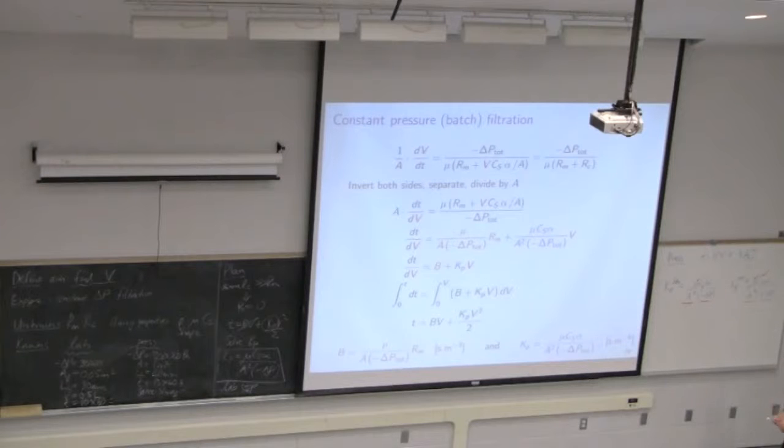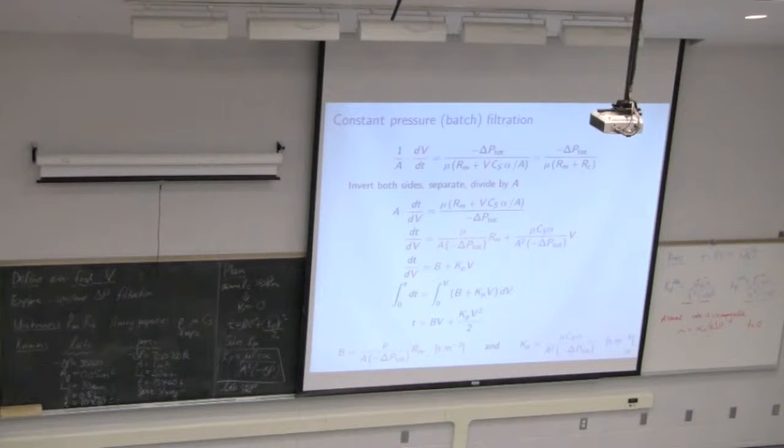You can assume the cake is incompressible, which means it's not going to vary even though the pressure is different. So then you can assume it's constant. If you assume the cake is incompressible, recall alpha is equal to some original alpha naught times delta P raised to the power f. So what is the incompressible cake assumption saying? f is equal to zero. That's that assumption.